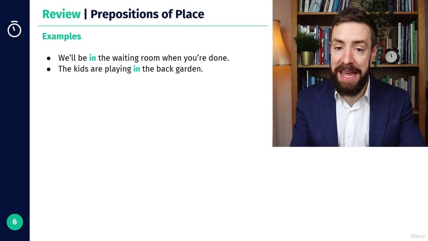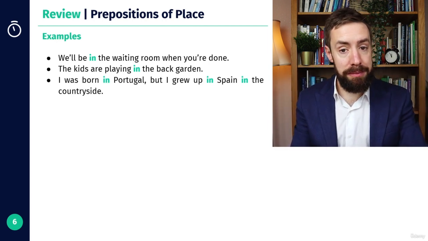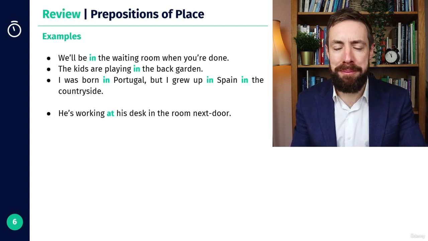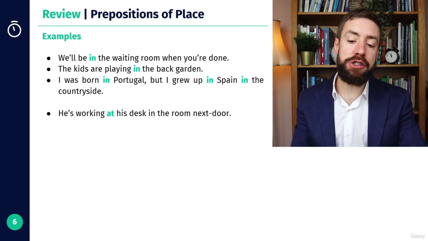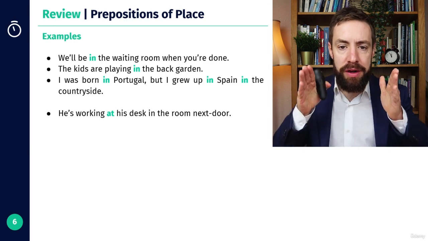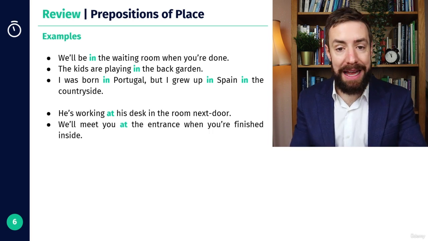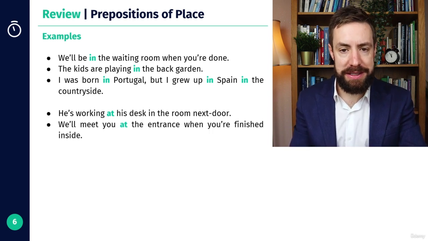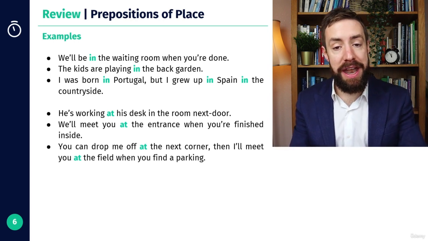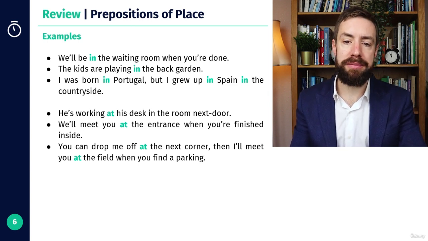The kids are playing in the back garden, so it could be quite a big garden. I was born in Portugal, but I grew up in Spain in the countryside. Again, all big areas. Then at, he's working at his desk in the room next door. So your desk is like one fixed, specific place, at your desk. We'll meet you at the entrance when you're finished inside. So like just at the door. You can drop me off at the next corner, then I'll meet you at the field when you find parking. Okay?